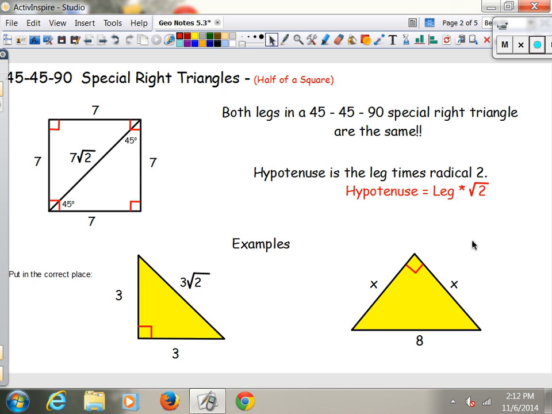So Ricardo told me to do what? Divide by the radical 2, right? So we're dividing by radical 2 on both sides. Those cancel out. So now I have a leg. The leg equals 8 divided by radical 2.